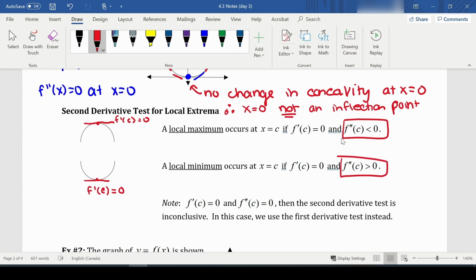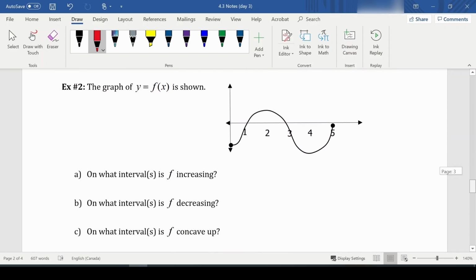Okay. If f prime of c equals 0 and f double prime equals 0, then the second derivative test is inconclusive and we can't use it. We would use the first derivative test instead, which is where we're going to take a look at the changing sign of f prime. Okay. So we have two ways we can find if something is a maximum or minimum. Looking just at f prime, where does f prime equal 0 or not exist, and changing signs of f prime. The other one is where does f prime equal 0, and at that point, are we concave up or concave down? So let's try some questions using all this information.